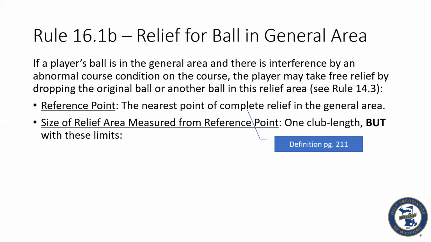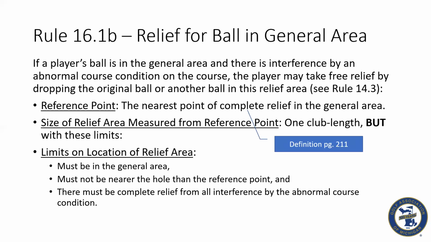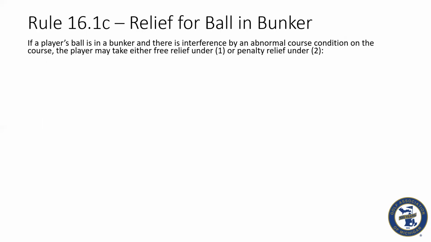All right. So, getting back to this, we now know what nearest point of complete relief is. We're going to determine that reference point, the nearest point of complete relief, and then from that point we get one club length. But it needs to be in the general area because our ball's in the general area. It can't be nearer the hole than that reference point, and we have to have complete relief from all interference by the abnormal course condition. Okay, so that's pretty straightforward, and again, that's going to be our relief area. And as we know about dropping, when we drop the ball, it has to hit in that relief area and stay in that relief area in order for it to be good to go.